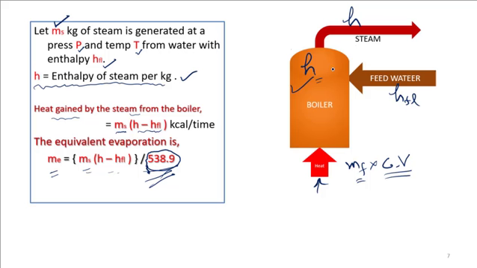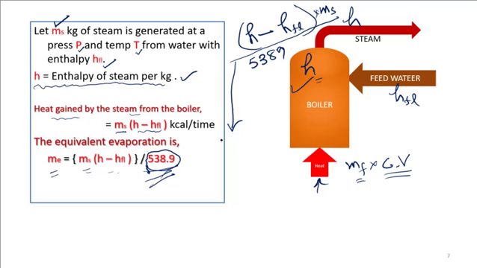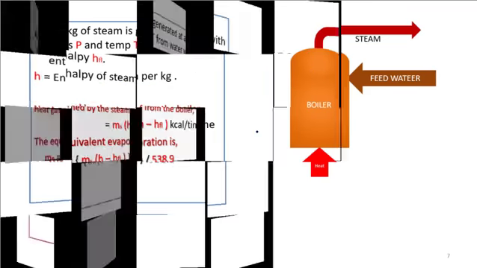So in actual practice, how much amount of heat is added in the boiler? H minus HFL. This amount of heat is added in the boiler. Multiplied by MS, that is mass of steam, will give you the total heat of the steam. And if we divide this by the quantity 538.9, then this is called the equivalent evaporation. That means equivalent amount of steam produced in a boiler.